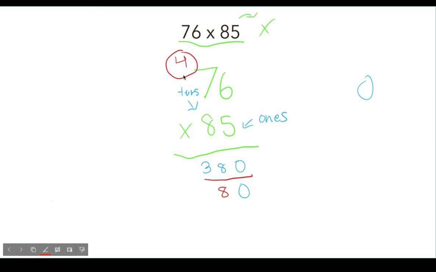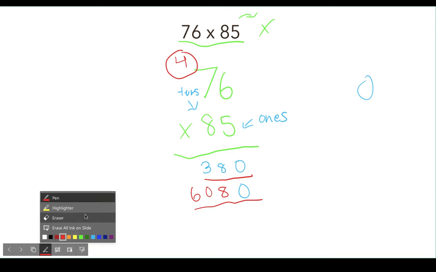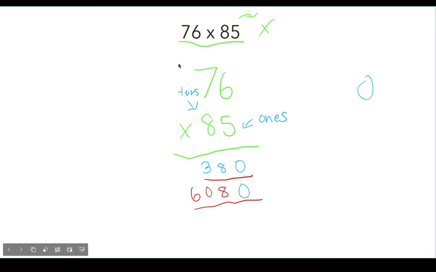So anyway, 6 times 8 is 48. We carried the 4. 7 times 8 is 56. 56 plus 4 is 60. So let's write that. And now let's add. I'm going to erase that.